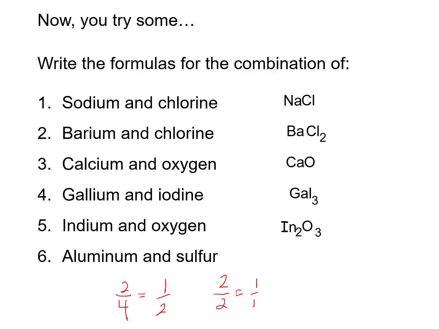And then aluminum and sulfur, it's not actually in the notes packet that goes with this anymore. I forgot to take it out. Aluminum's +3, sulfur is -2, and the reason why it's not in the notes packet anymore is because it is essentially the same thing as the previous question. So Al2S3.